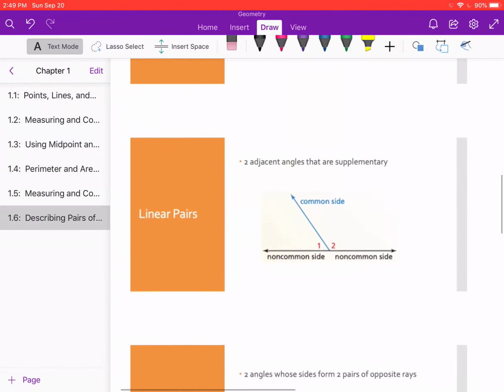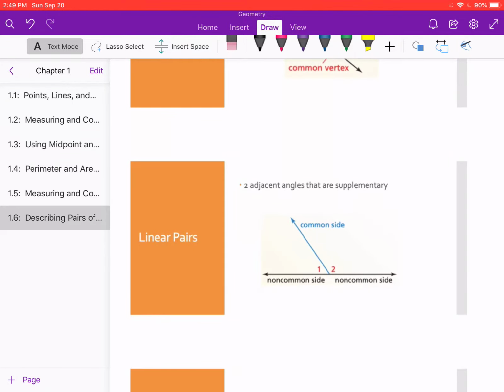And then linear pairs. A linear pair is two adjacent angles that are supplementary. So adjacent and supplementary gives you linear. Notice that in the word linear you see the word line. That tells you that they form a line.